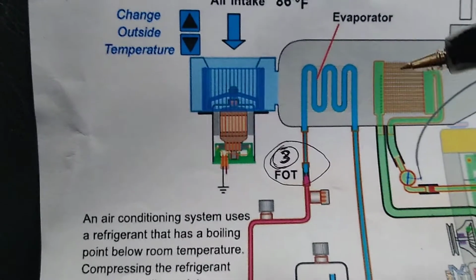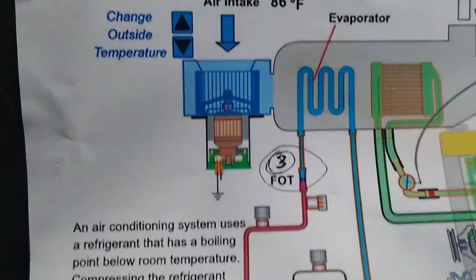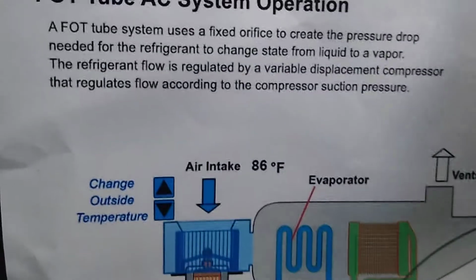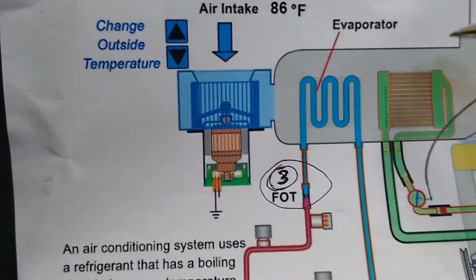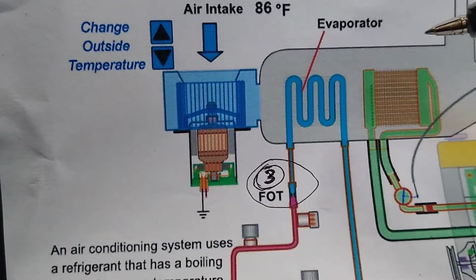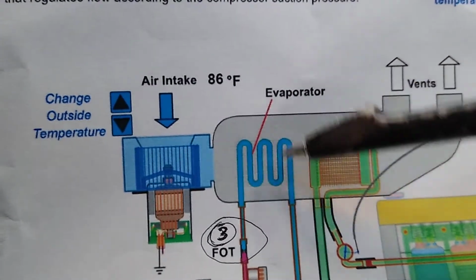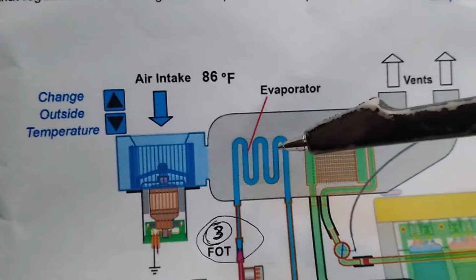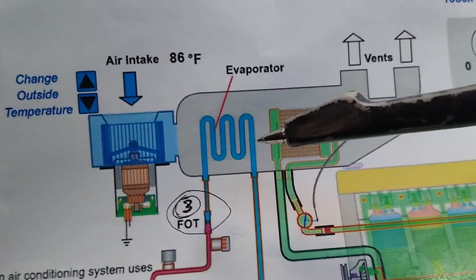After the restriction, the low side of the system begins. The low pressure liquid, which is this right here, leaves the metering device and travels to the evaporator. Travels to the evaporator right there, the blue in color right there. That's the low pressure.